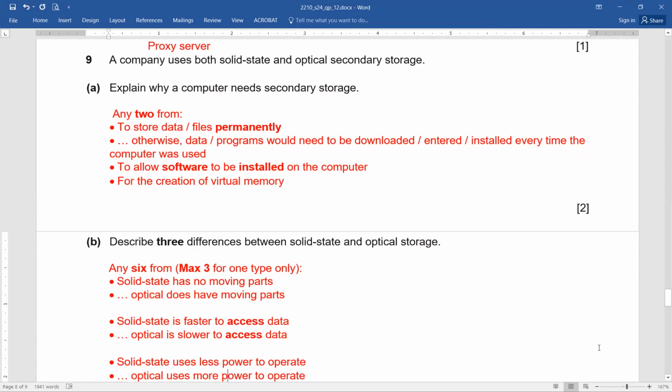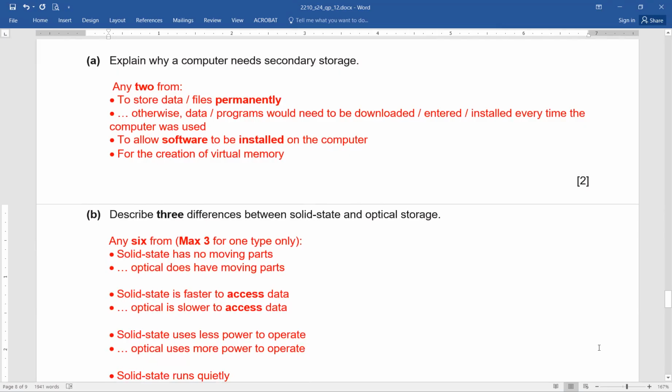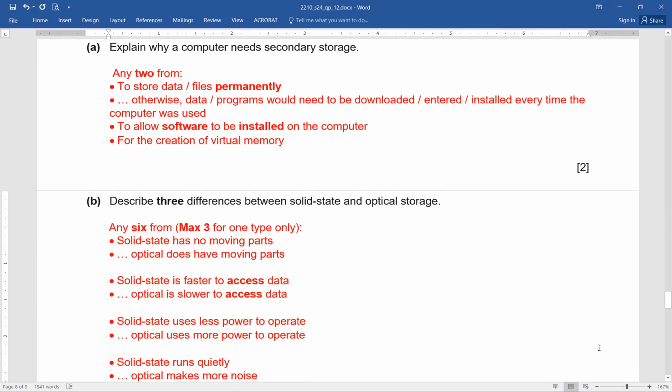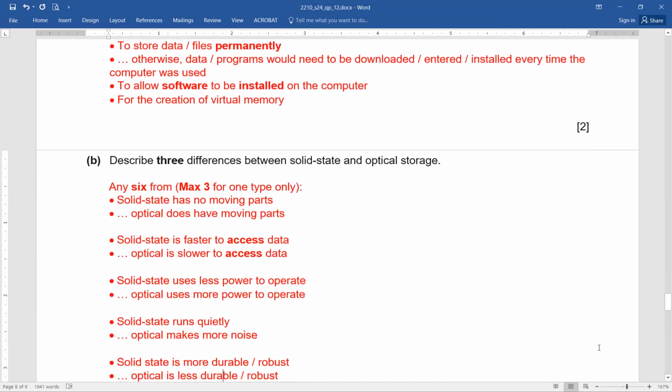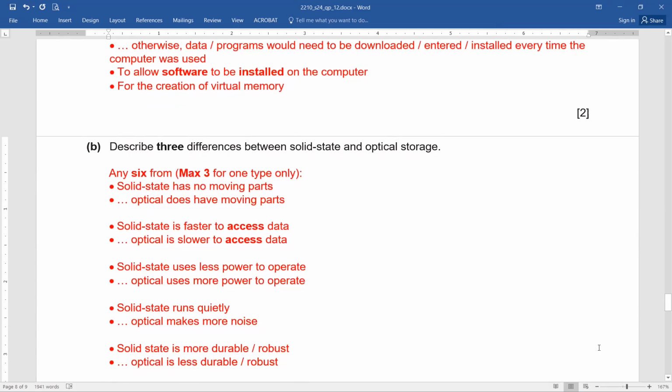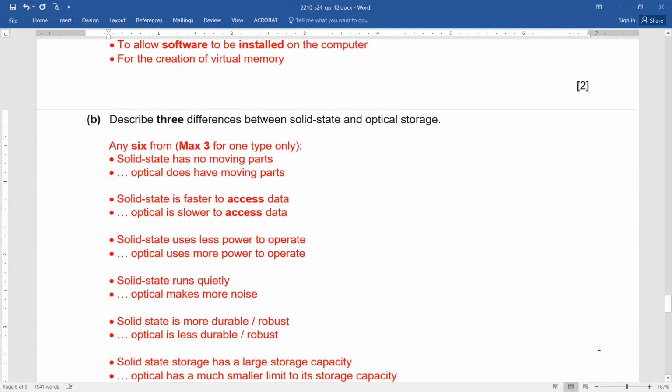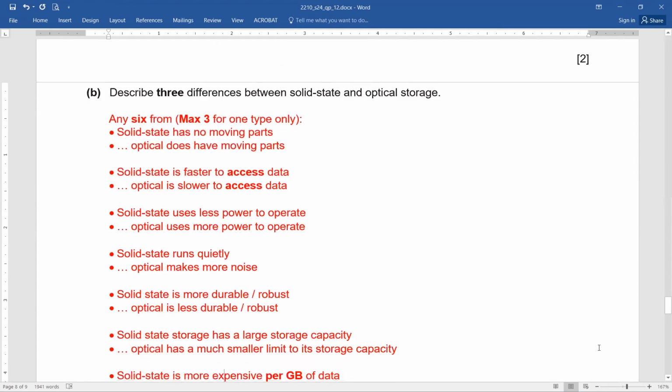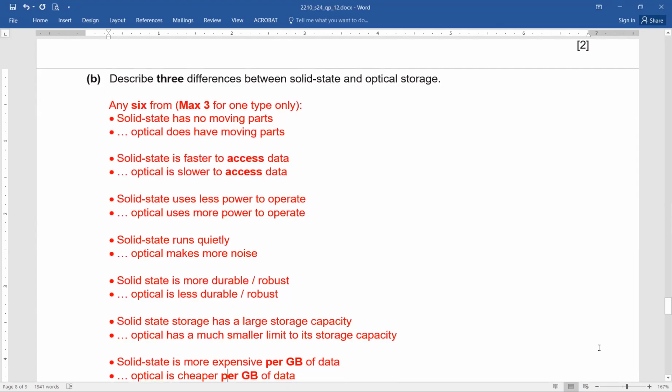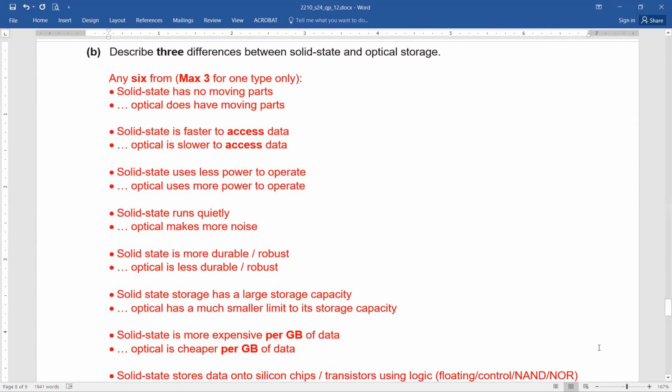Solid state uses less power to operate, while optical uses more power to operate. Solid state is running quietly, while optical makes more noise. Solid state is more durable, or more robust, while optical is less durable. Solid state has a larger storage capacity, while optical has a much smaller limit to its storage capacity. Solid state is more expensive per GB of data, while optical is much cheaper per GB of data.